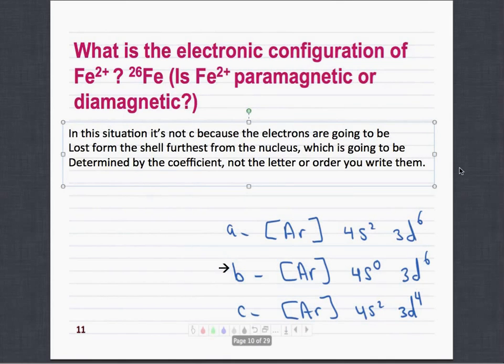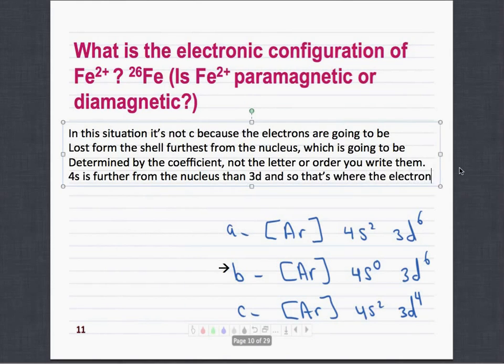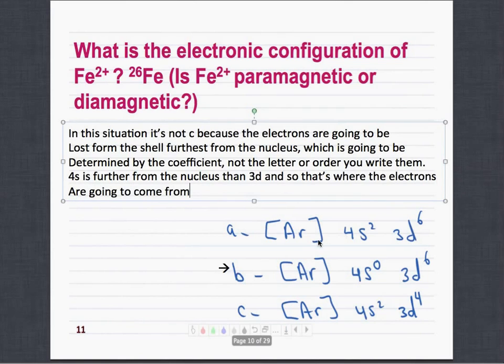So it's argon 4s2, 3d6. This is the electronic configuration of iron. For iron 2+, that means we lost 2 electrons. Usually we're going to lose the 2 electrons from the outermost shell. Let's see, which one is the highest shell? Is it 4s or 3d? 4s. So we're going to aim for 4s first. For transition metals, that's the rule of thumb.